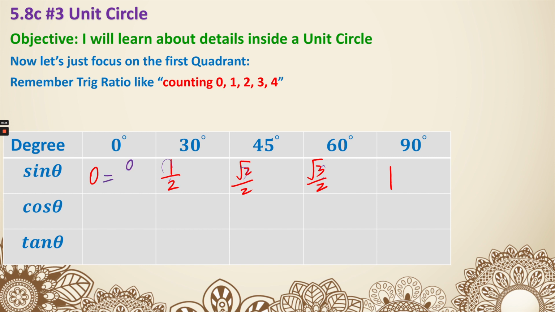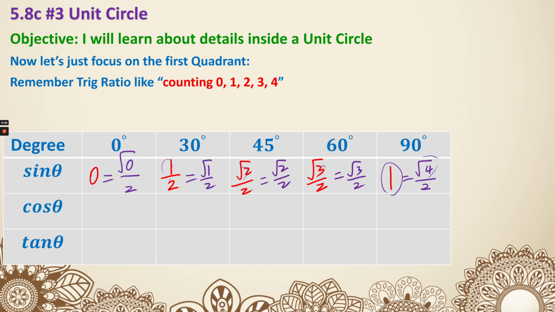0 is actually the same as square root of 0 over 2. 1 over 2 is the same as square root of 1 over 2. Then square root of 2 over 2 is, of course, just square root of 2 over 2. And then we still have the square root of 3 over 2. As for the last number, that is square root of 4 over 2, because square root of 4 is 2, and 2 over 2 is actually 1. So there they are. If you write the first quadrant, these would be the values you could remember.